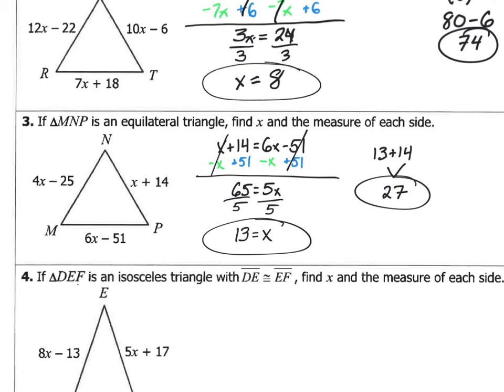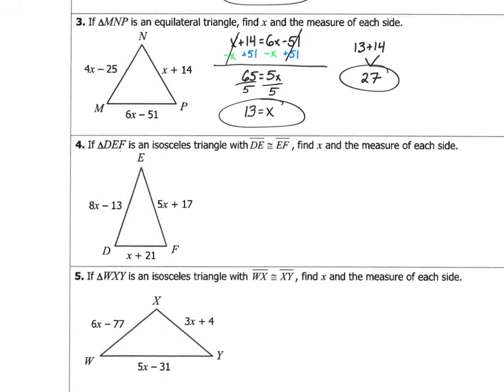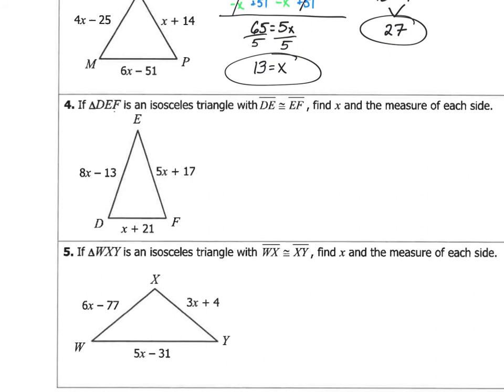Moving on to number 4. Now this one's different because it's an isosceles triangle. So looking at this triangle, which two sides are going to be the same? The right and the left. So this one here and this one here. Okay. So how would we set up a problem to find out what x would equal, knowing that those two are the same? Good. So we're going to set them equal to each other.